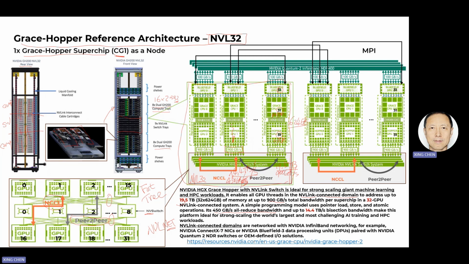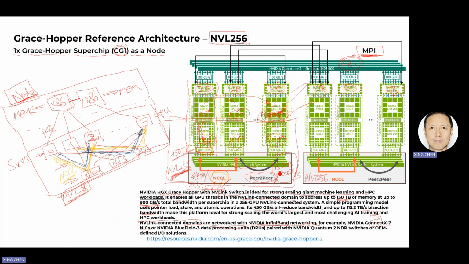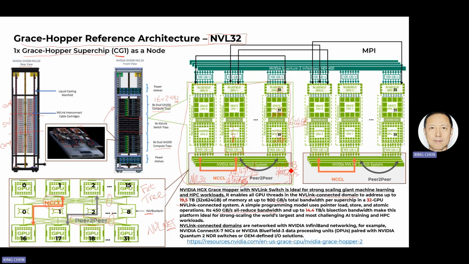We need to check. Here we noted 150 terabytes as the total memory and 115.2 terabytes per second as the bisectional bandwidth. We divide these two numbers by 8. We are going to have 19.5 terabytes as the total memory addressable by each GPU thread, and 14.4 terabytes per second as the total bisectional bandwidth of this NVLink network for 32 GPUs.